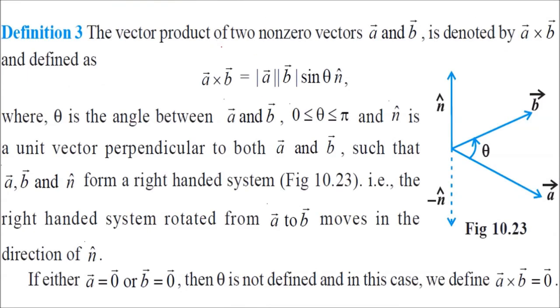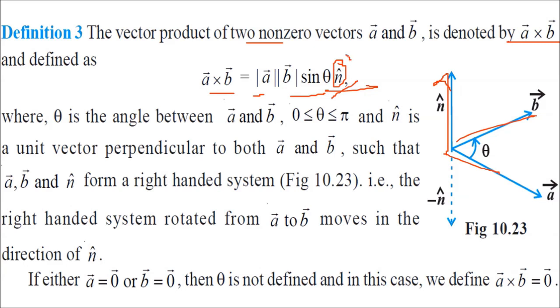The vector product of two non-zero vectors a and b is denoted by a cross b. This is defined as a cross b equals |a||b| sine theta times n cap, where n cap is the direction perpendicular to both a and b. This is very important because in the dot product we didn't have any direction. We just had a real number.